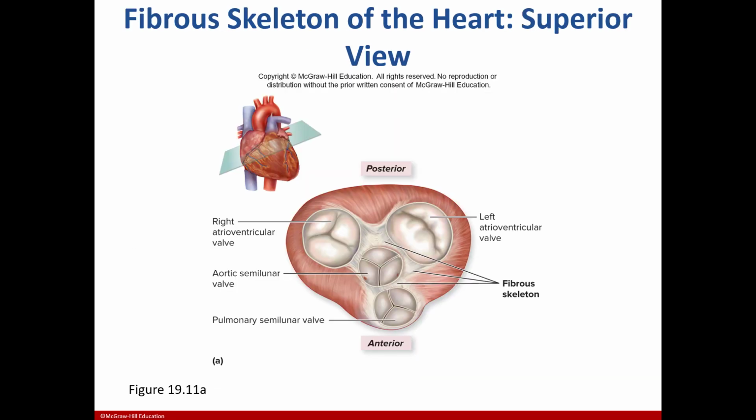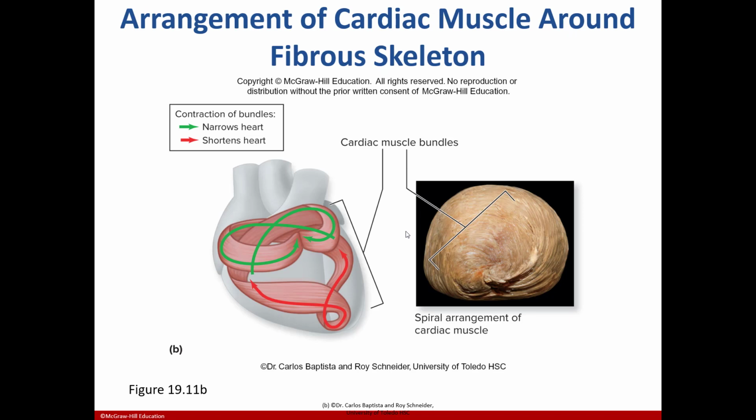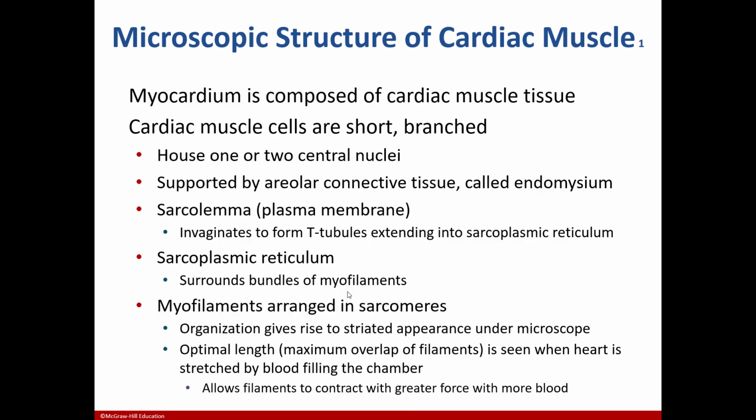Over here is a picture showing you that, a cross-section. You can see the fibroskeleton highlighted in white. You can see how the valves are attached to that, and then you can see the muscle almost wrapping around the outer skeleton. Over here is a cool picture showing you the spiral structure of the heart's muscle. As you can see, it coils around the chambers of the atria and it coils around the chambers of the ventricles. Let's take a look at the microscopic structure of the cardiac muscle.